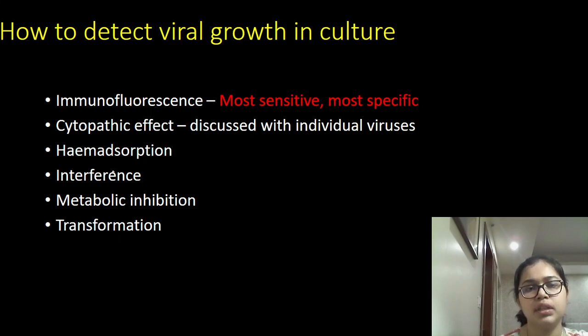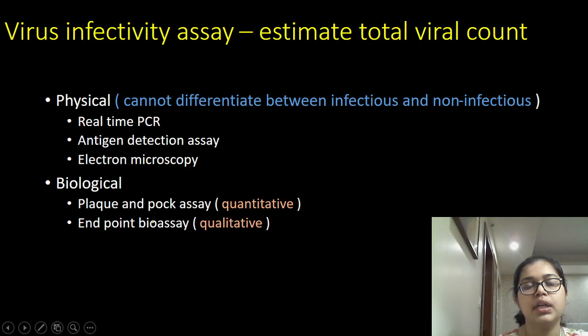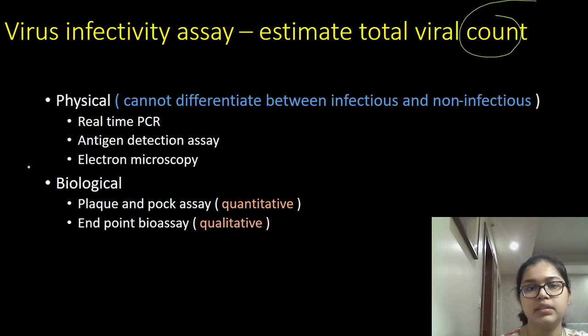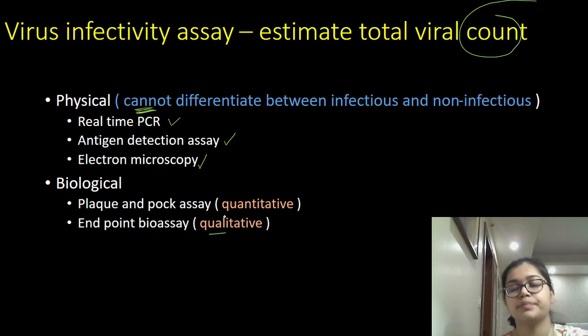How to detect viral growth in culture? Immunofluorescence is the best, the most sensitive, and the most specific technique. Others are cytopathic effect, hemadsorption, interference, metabolic inhibition, and transformation. Virus infectivity assay to estimate the total viral count. These can either be physical, which cannot differentiate between infectious and non-infectious viruses, like real-time PCR, antigen detection assay, electron microscopy, or biological, which can differentiate between infectious and non-infectious. For example, plaque and pock assays, which are quantitative, so you can count the number of plaques and pocks you have, or endpoint bioassay, which is qualitative.